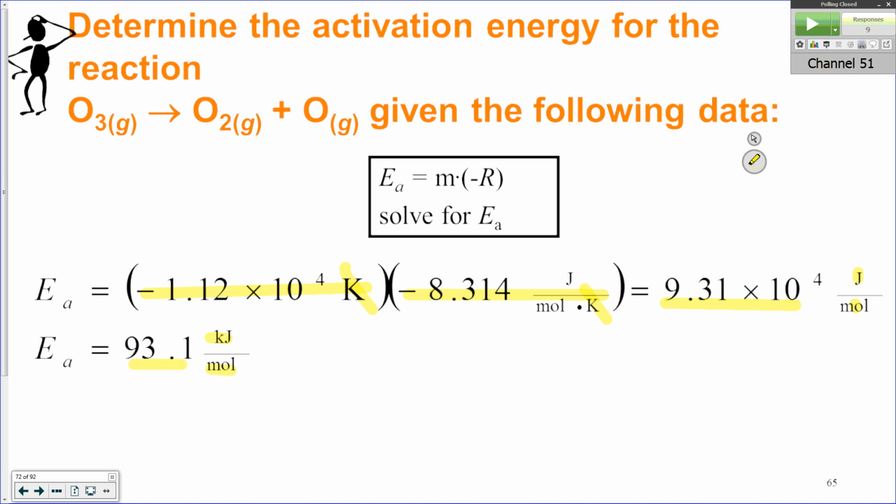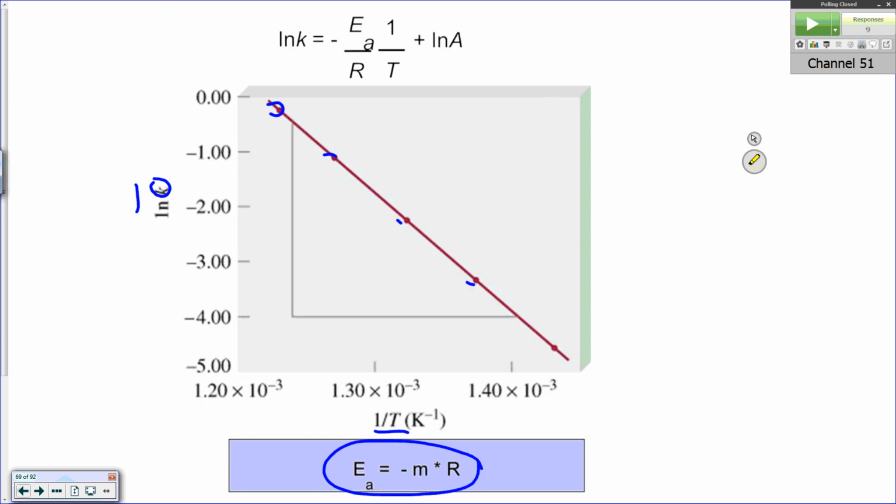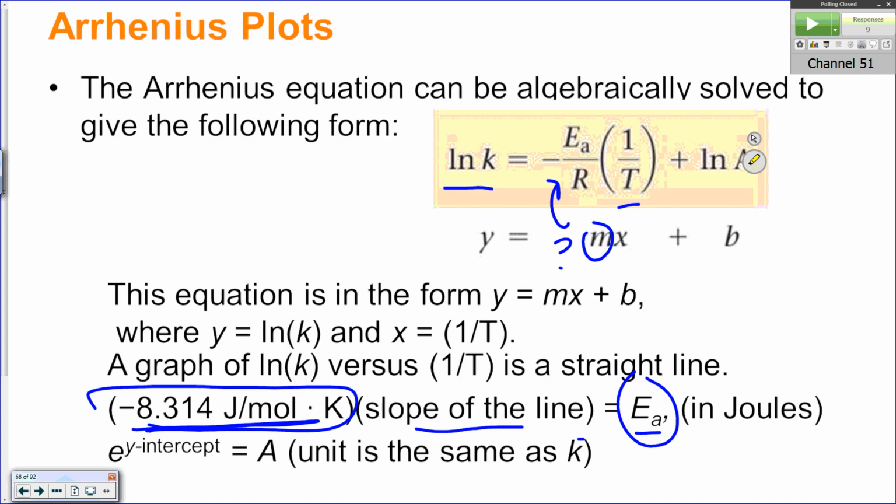93 kilojoules per mole. Why do you use a negative of R? That's a good question to ask. I'm going to go back to the equation that we had for the Arrhenius equation. Because this is a negative, we've got to get rid of that. Okay. So the negative and negative make a positive.